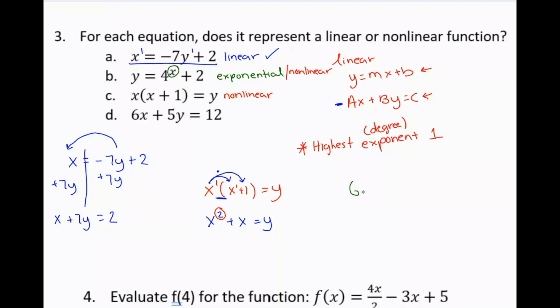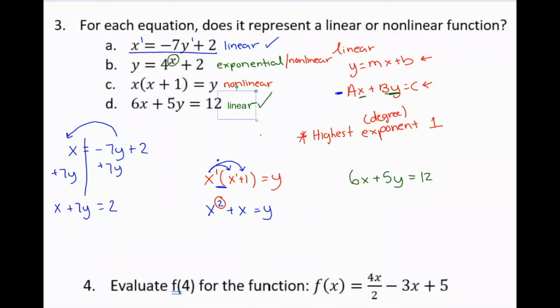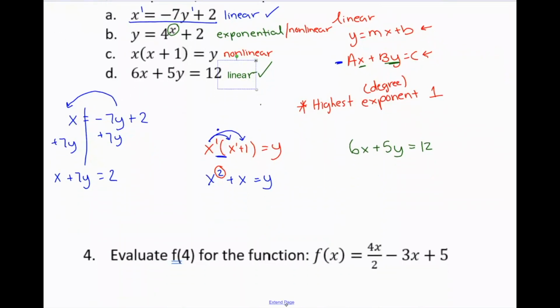All right, and now we look at D. So D is written as 6x plus 5y equals 12. And if we notice, that is in the same format as our standard form. So this is linear. Linear. All right. And let's go to the next one.